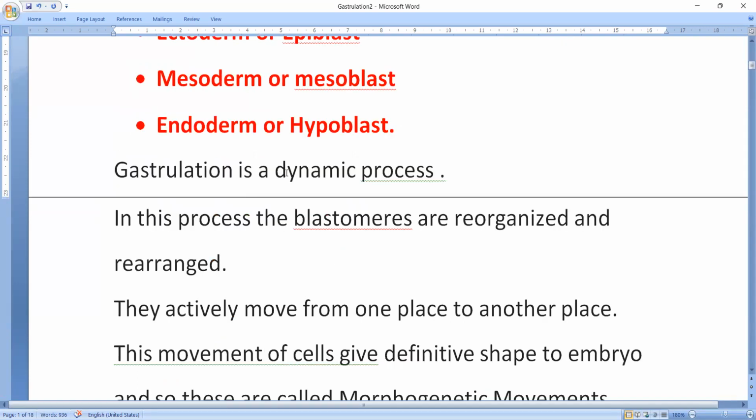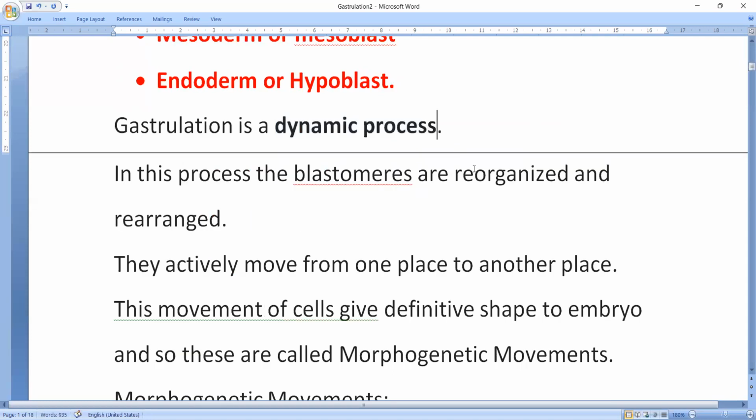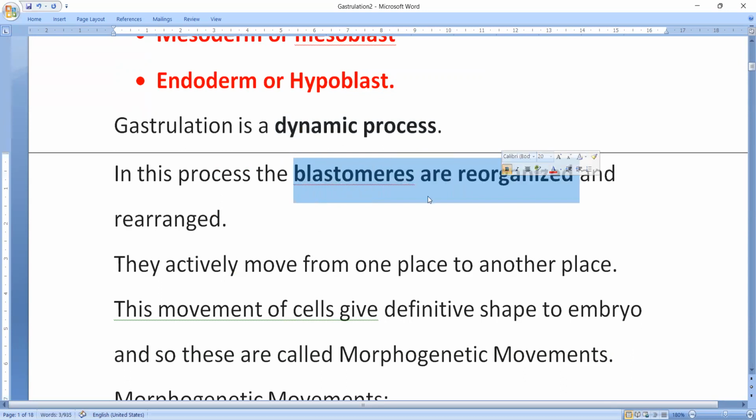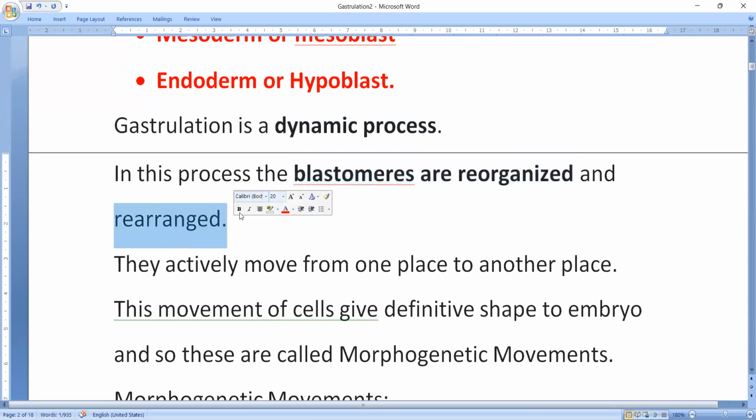Gastrulation is a dynamic process. It's not a static process. That means in gastrulation, some movement or some change is always happening. That is called dynamic, right? Gastrulation is a dynamic process. In this process, blastomeres are reorganized and rearranged.